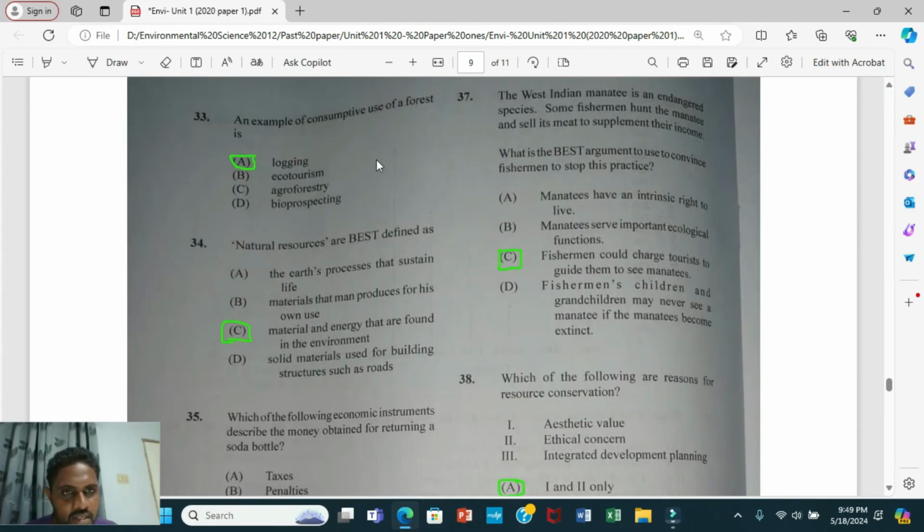37. The West Indian manatee is an endangered species. Some fishermen hunt the manatee and sell its meat to supplement their income. What is the best argument to use to convince the fishermen to stop this practice? Of course, guys, the answer is C. Fishermen could charge tourists to guide them to see manatee. Remember, if they kill the manatee, that would be a consumptive measure. Now, that is not environmentally friendly, all right?